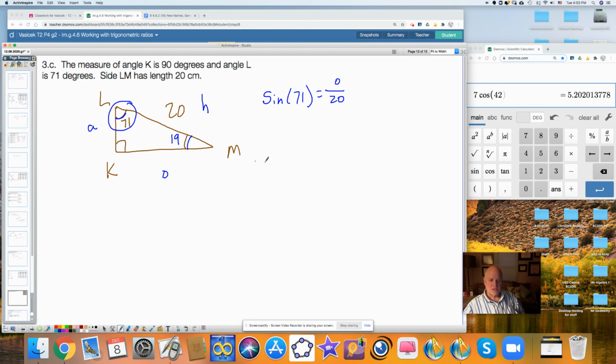To find out the adjacent, I have the cosine. The cosine of 71 is equal to the adjacent divided by 20. Multiply both sides by 20 to find out what A is.